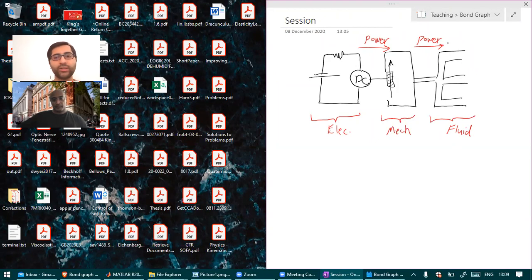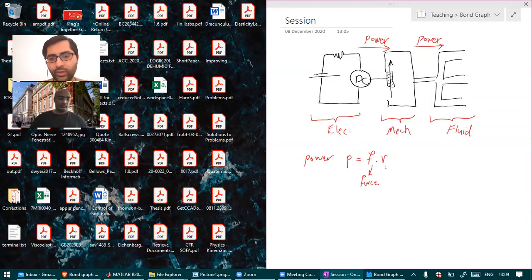So if we can model a system regarding the flow of power in that system, we are not constrained to a specific domain, and we are not constrained to a set of equations only. So the first concept in bond graph modeling is flow of power. Power in mechanical systems, P, is defined as the force multiplied by velocity.